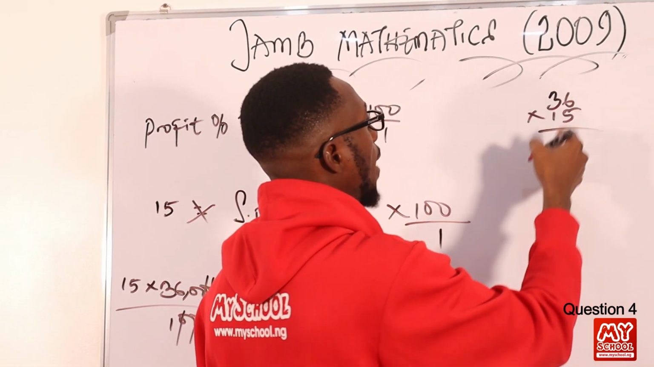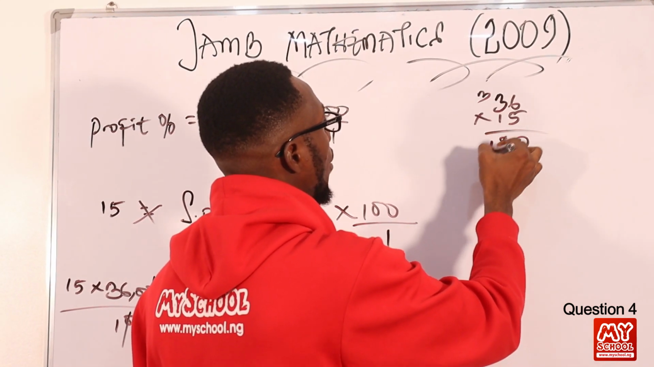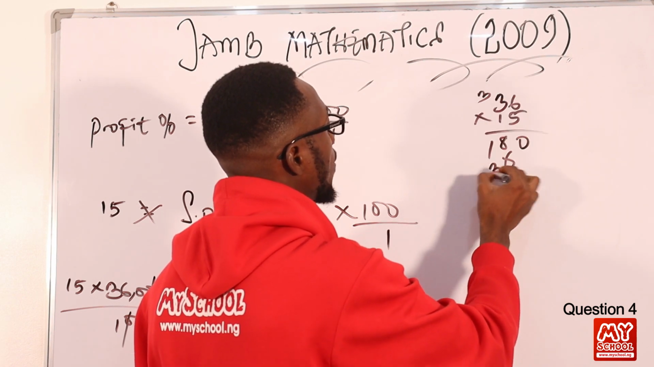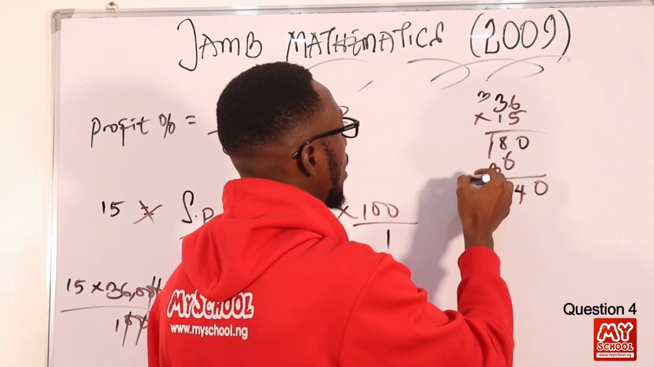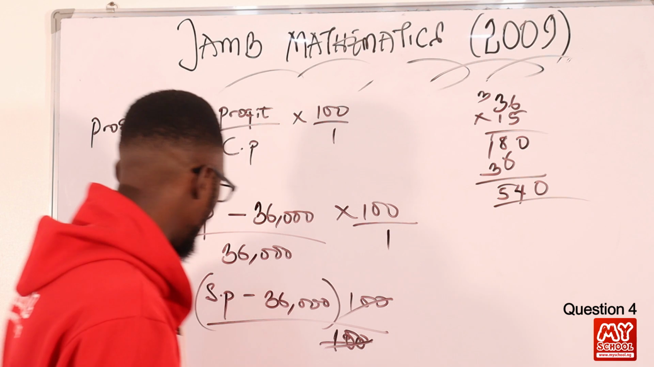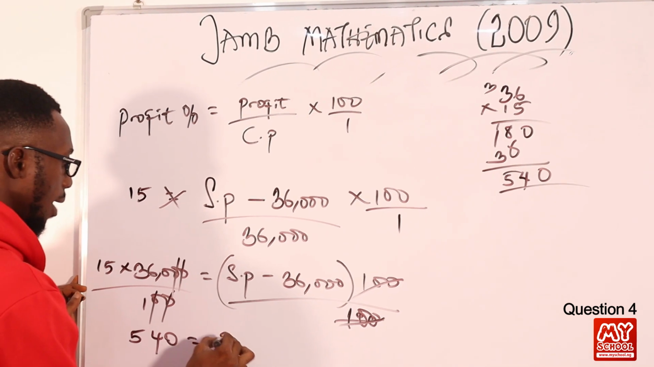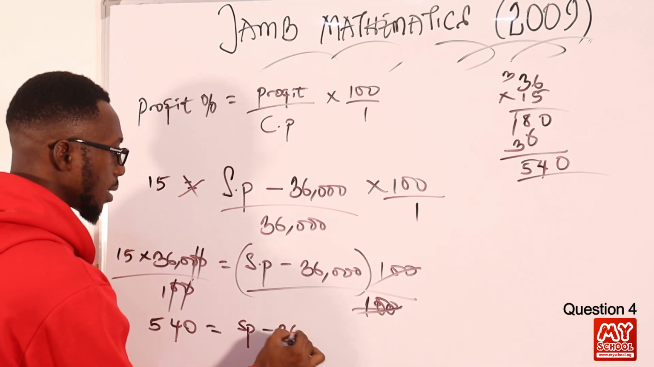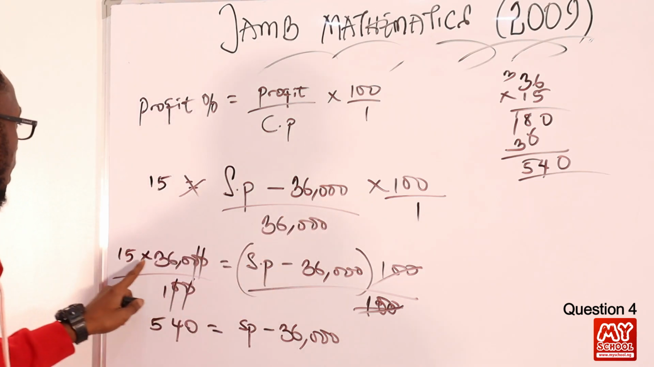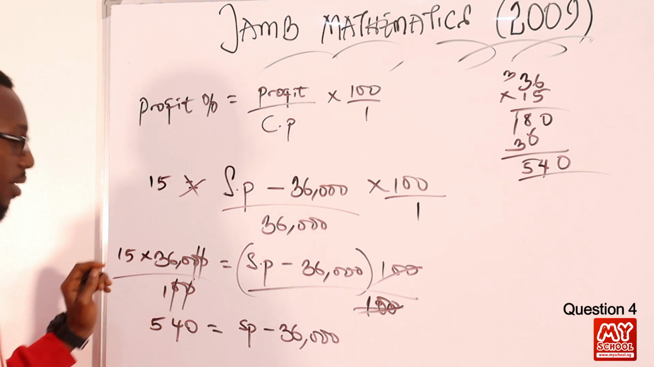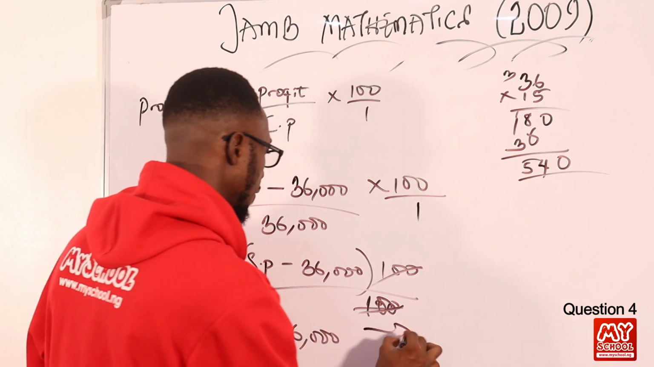Okay, so I have this. 5 times 6, that is 30. 5 times 3, 15, that is 18. 1 times 6, 6. 1 times 3, I have 3. So I have 0. I have 8 plus 6, that is 14. I lift 1. That makes 2. I have 540. Okay, so I have 540 equals SP minus 36. Not 540, I left 0 behind in this 360, so that is 5,400, please. Pardon my oversight.